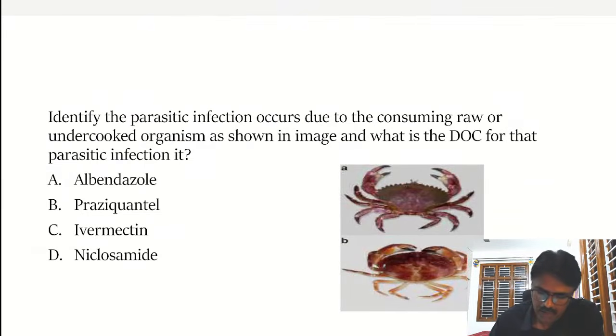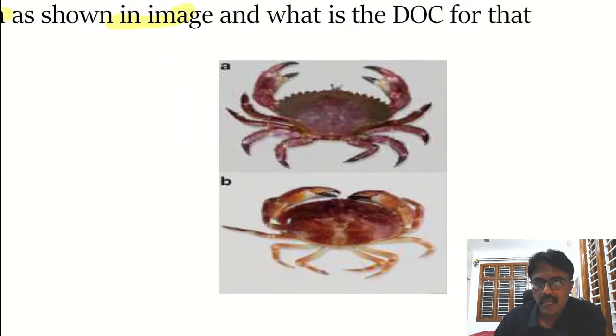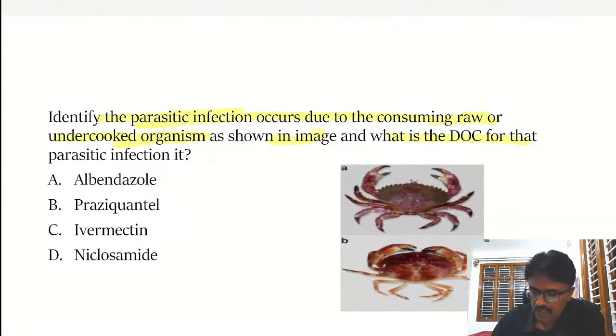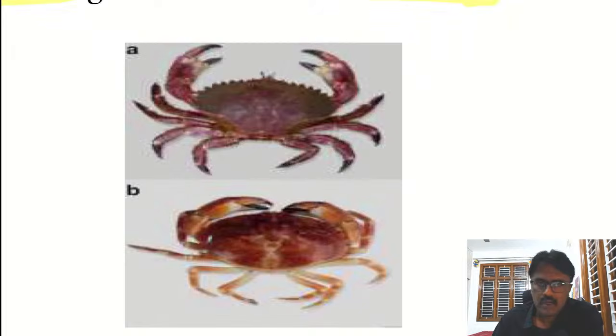Yes sir. Now a correlation between microbiology and pharmacology. Identify the parasitic infection occurring due to consumption of raw undercooked organism shown in the image. Obviously it's a crab. So what is the drug of choice for that parasitic infection? Now tell me, what is the parasitic infection you get if you eat undercooked crabs? Then we will answer. Let us see how much you have revised your micro.